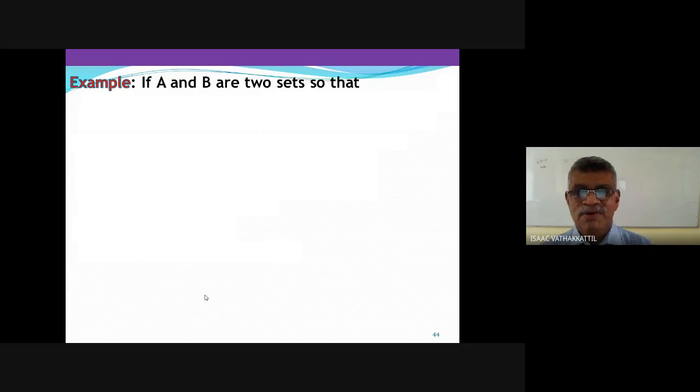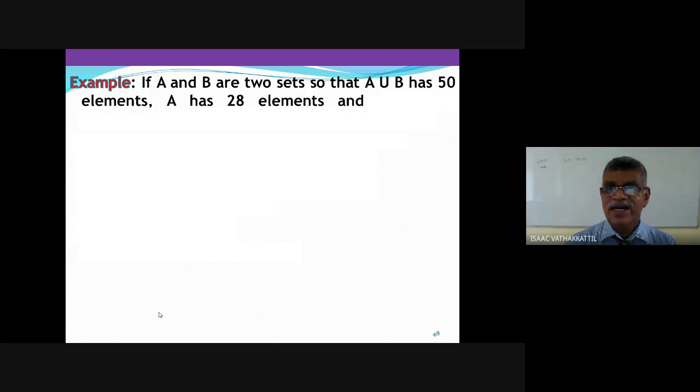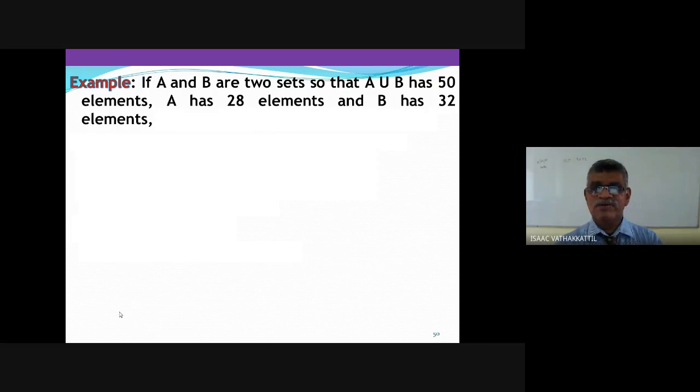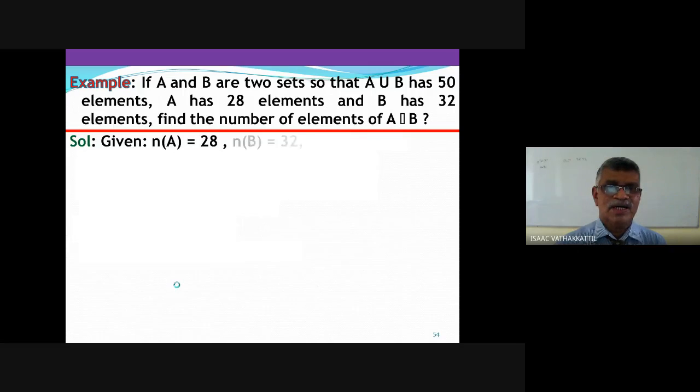Look at the question. If A and B are two sets so that A union B has 50 elements, that means number of A union B is 50. A has 28 elements, number of A is 28, and B has 32 elements, number of B is 32. So you are given three data. What is left out now? Number of A intersection B. Find the number of elements of A intersection B. Well, I think it is straightforward. Given: number of A 28, number of B 32, number of A union B is 50. Find number of A intersection B.